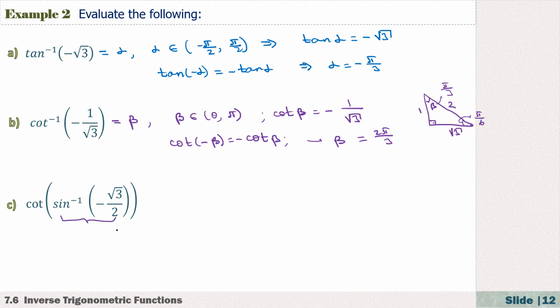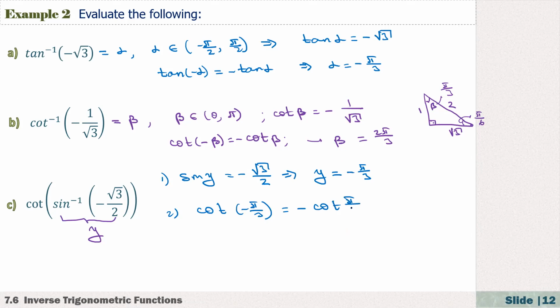Suppose the inside, let me just denote this by y. Here we have sine of y is equal to minus square root of 3 over 2. We know the sine of 60 degrees is equal to square root of 3 over 2. And this inverse sine function is defined over the interval from minus pi over 2 to pi over 2. That implies that this y should be equal to minus pi over 3. That's the first step. And the second step, if you substitute there, cotangent of the inside is cotangent of minus pi over 3, so that's equal to minus cotangent of pi over 3.